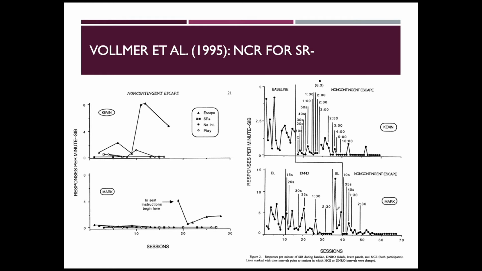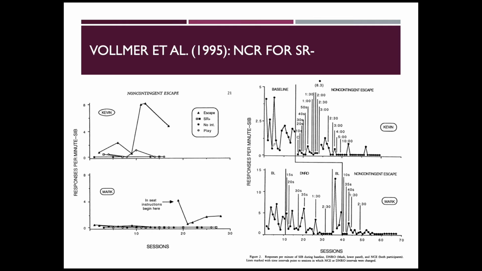Here's another example of non-contingent reinforcement for behavior maintained by social negative reinforcement. And this comes from an article described by Tim Vollmer and colleagues in 1995. So again, on the left, you have your functional analysis data, both of which are showing problem behavior being maintained by social negative reinforcement in the form of escape. So what Vollmer does here is utilize non-contingent reinforcement, or a specific variation known as non-contingent escape.